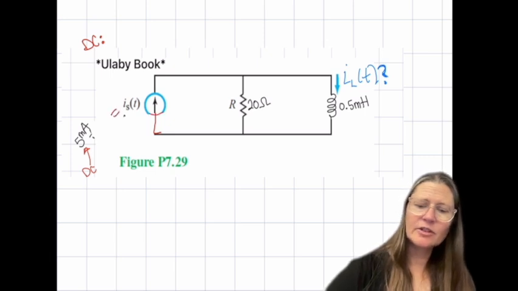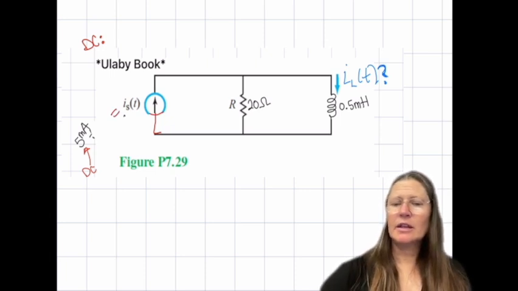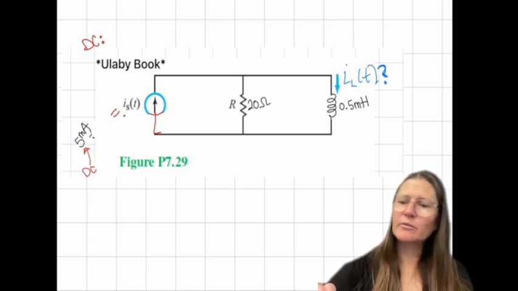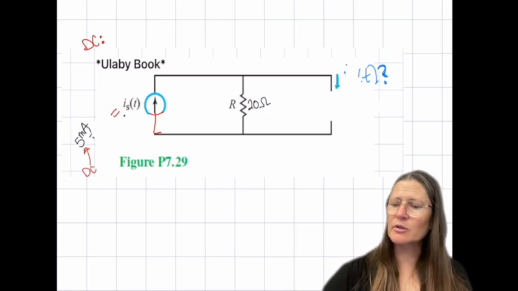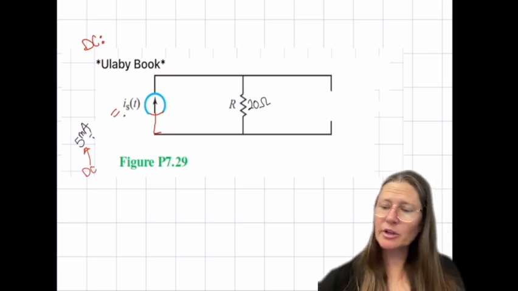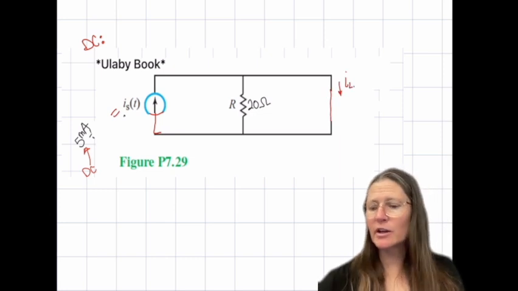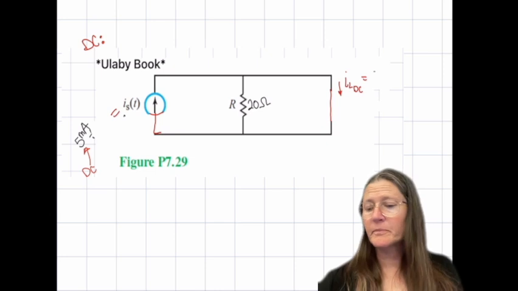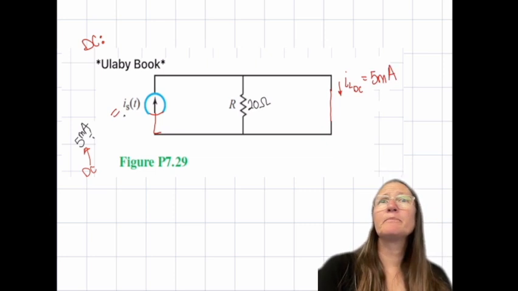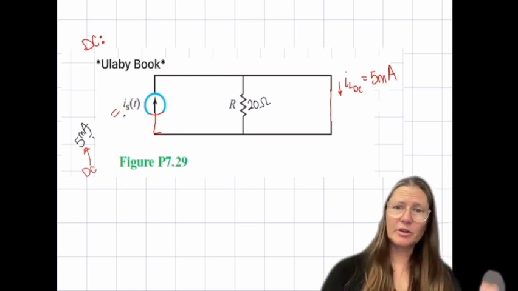And this is now just going to be 5 milliamps here. And then for IL of t, the DC portion of this, we're going to remove the inductor and replace it with what? Wire. And then we're going to solve for the current here, IL. This will be your DC value. What will that be? 5 milliamps. So it's easy to find that solution, right? A lot of times these are simpler to find for the DC.